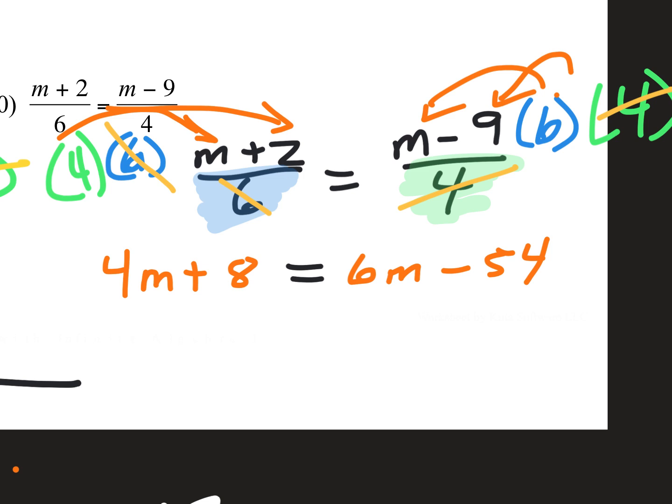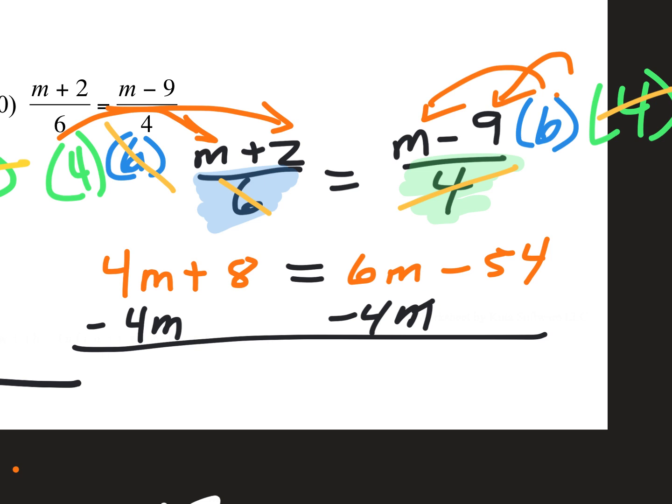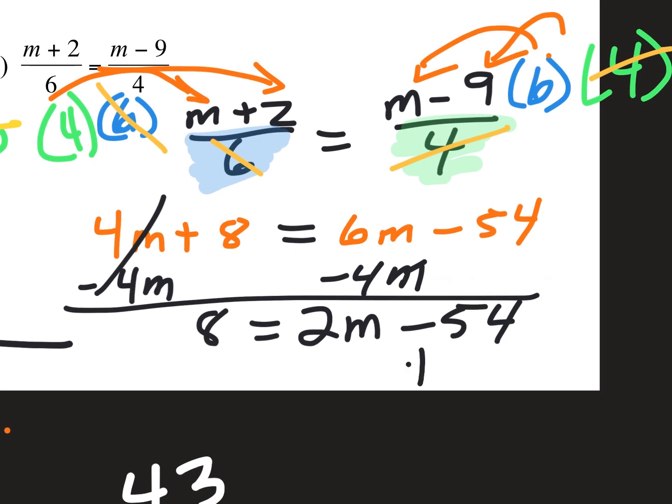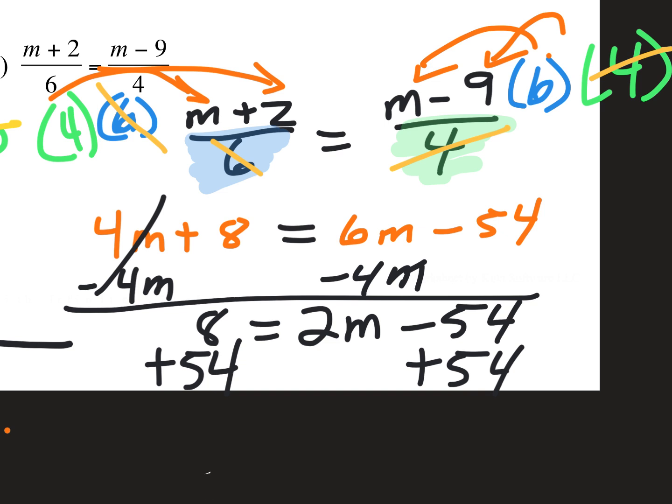Like I said, we didn't even take notes over this yesterday. I'm just going to do -4m on both sides because I want to get rid of the smaller one. That's going to cancel. Leave me with an 8. 6m take away 4m is 2m minus 54. I cancel out that minus 54 with a plus. And this part is pretty predictable. We know where we're going from here.